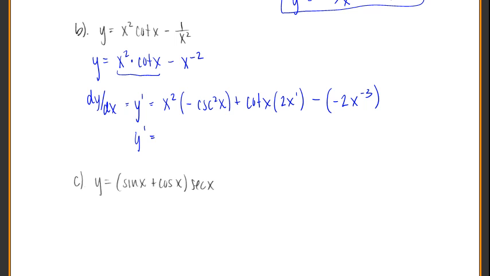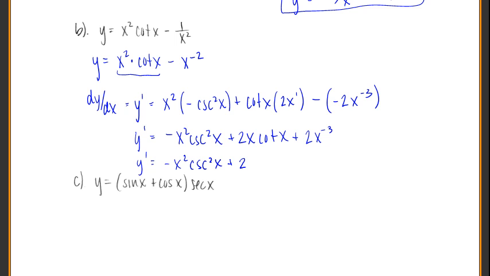So y prime is going to be negative x squared cosecant squared x, plus, we'll leave 2x in the front, times cotangent x, and then plus 2x to the negative 3. If we want to write this one more time so we don't have any negative exponents, and I'm inclined to not write negative exponents, especially if the problem was given to you without negative exponents, technically we have the same answer either way. And there is the final answer for part B.